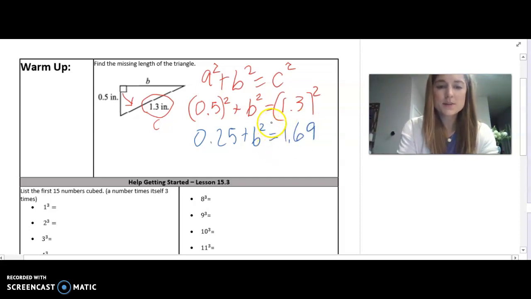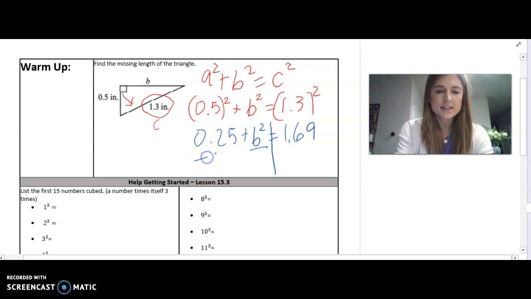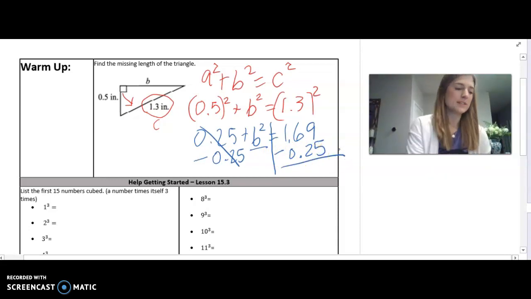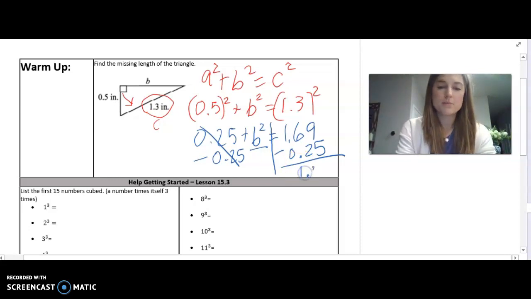All right, so this is where I've seen a couple mistakes. A lot of you guys have forgotten how to solve equations. Our goal is to get b by itself. So in order to get b squared by itself, I need to subtract the 0.25. If I add, then that becomes 0.5. Make sure you subtract, do the inverse. So 1.69 minus 0.25, you should get 1.44. And that, guys, is b squared.